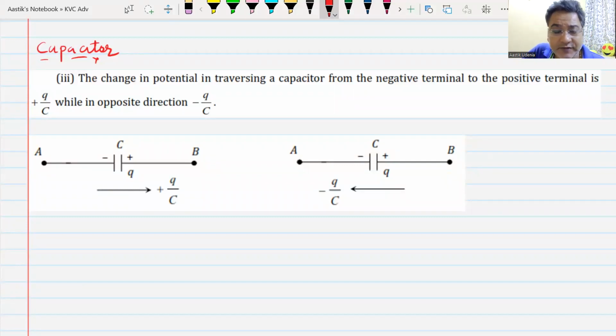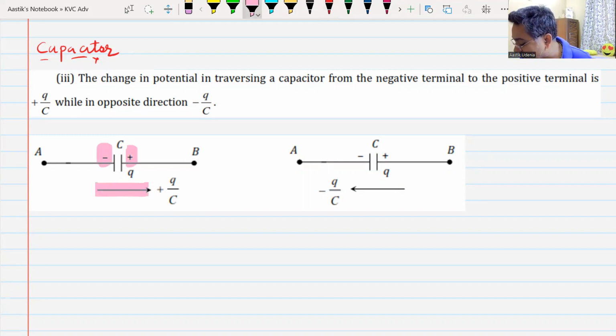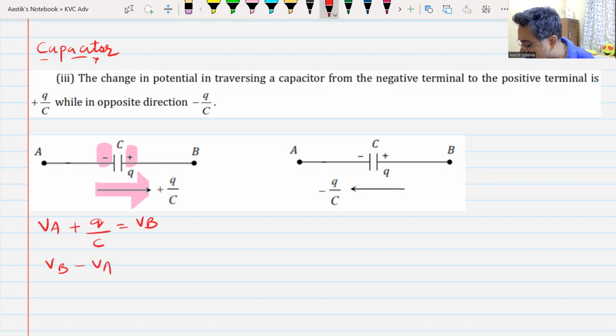The next element that we are going to see is a capacitor. And again, in a capacitor, if you are moving from the negative terminal to the positive terminal, from where to where are you moving? Low potential to high potential. So potential will rise. How much will it rise? It will rise by Q by C. So plus Q by C is equal to VB. Here you will get VB minus VA as Q by C. Do we understand this?